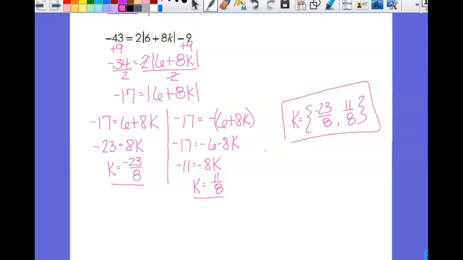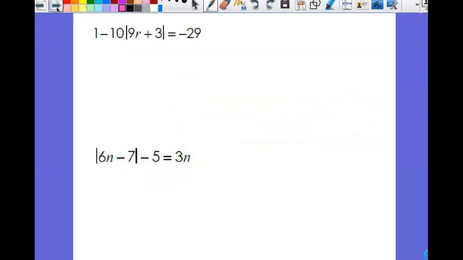All right, are we all caught up on this one? What's the first thing we would do here? Subtract 1. Good. So go ahead and subtract 1 from both sides. After you subtract 1, what would the next step be? Divide by negative 10. Good. So go ahead and do those two steps on your own.